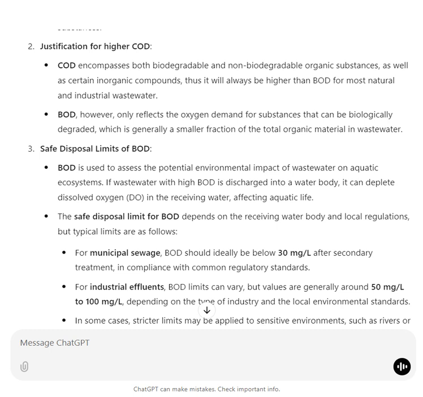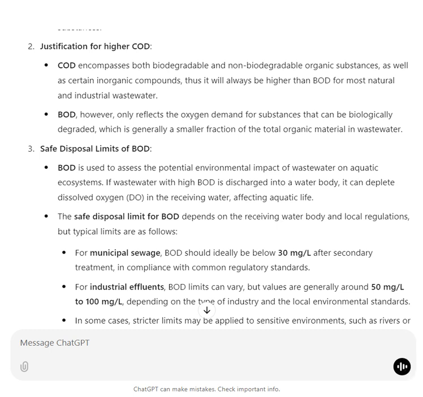BOD, however, only reflects the oxygen demand for substances that can be biologically degraded, which is generally a smaller fraction of the total organic material in wastewater. 3. Safe disposal limits of BOD. BOD is used to assess the potential environmental impact of wastewater on aquatic ecosystems.